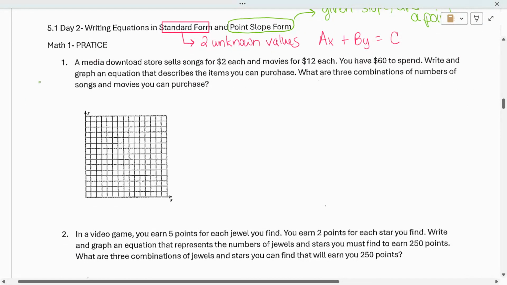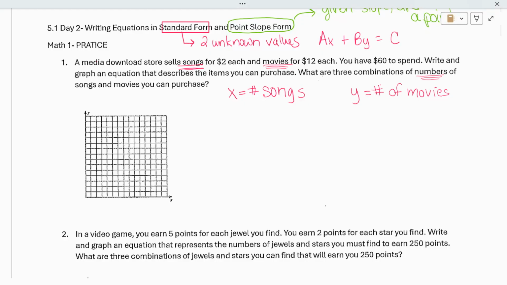So let's see. What are our variables? What are our unknowns? Well, our first unknown, X, is going to be the number of songs. We know the price of it, but we just don't know how many we're going to buy. And our other unknown, Y, is the what? Oh, the screen is frozen. You don't see that. What is Y? Number of, what's the other thing we're talking about? Movies. Yeah, it's asking you, what are the combinations of numbers of songs and movies you can purchase? So those are our variables, number of songs and number of movies.